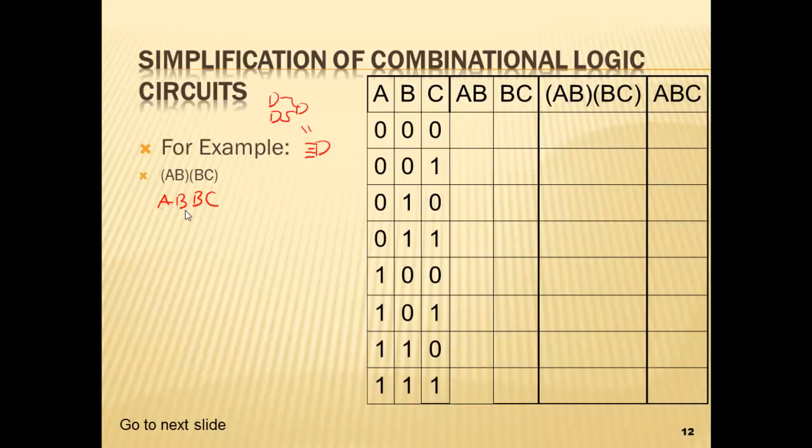So you've got A, B, B, C. Well, anything ANDed with itself, in this case the two B's, is just itself. So we actually end up with A, B, C. That's our simplified. That's as far as we can go right there.